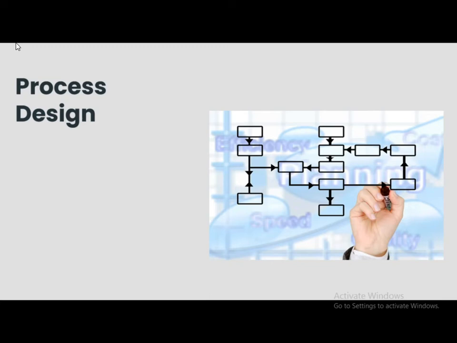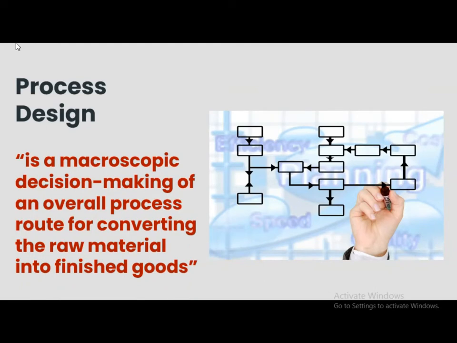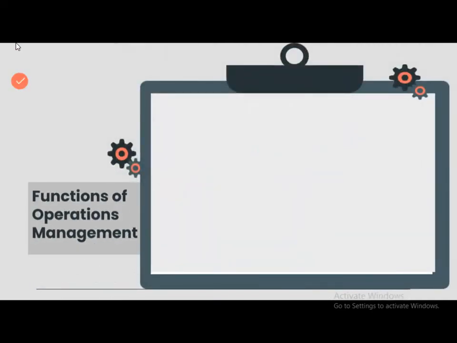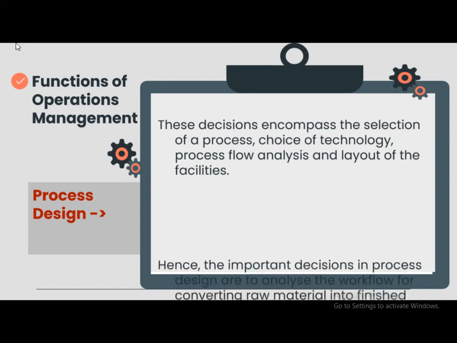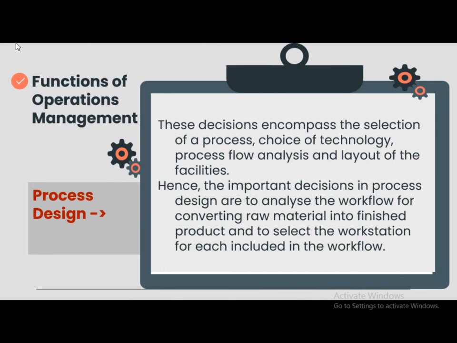Next important function of operations management is process design. It is macroscopic decision making of an overall process route for converting the raw materials into finished goods. These decisions encompass the selection of a process, choice of technology, process flow analysis and layout of the facilities. Hence, the important decisions in process design are to analyze the workflow for converting raw material into finished product and to select the workstation for each step included in the workflow.